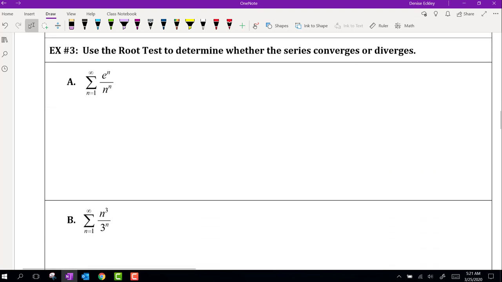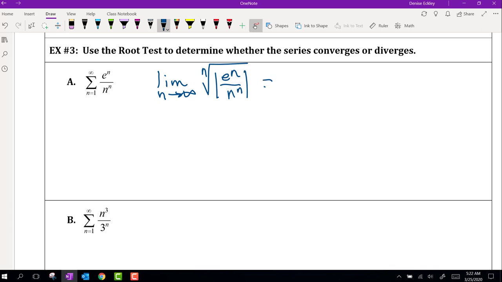I'll show you. So in example 3, use the root test to determine whether the series converges or diverges. So we have e to the n over n to the n. So that is definitely to the nth power, so using the root test is great. So what we're going to do is take the limit as n approaches infinity of the nth root of the absolute value of e to the n over n to the n.